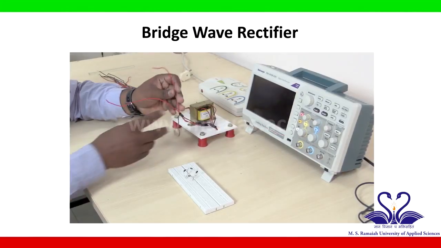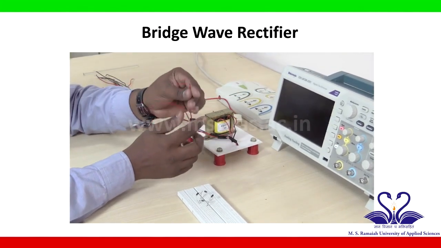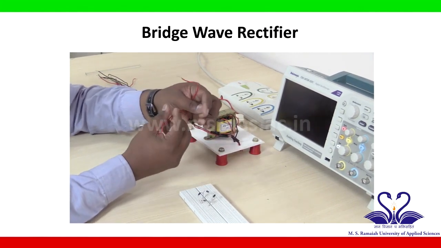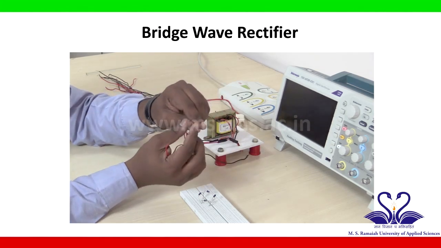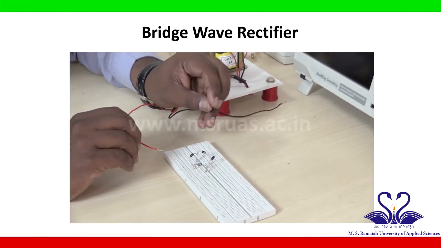Now, we will connect a transformer to the bridge connection of the diode. This is the secondary of the transformer, which has 3 wires. This black wire is called the center tap. We are not using this for a bridge connection. These two are the secondary terminals of the transformer.